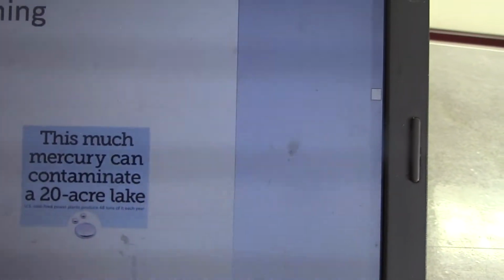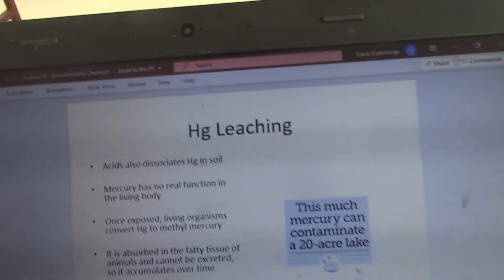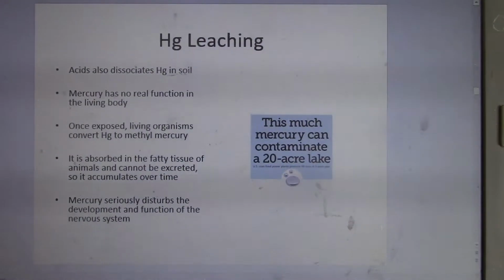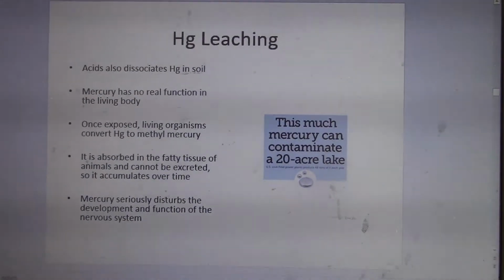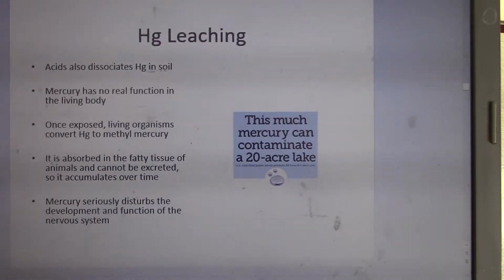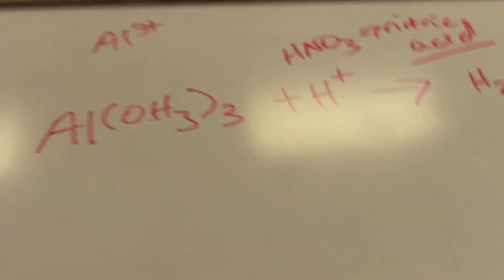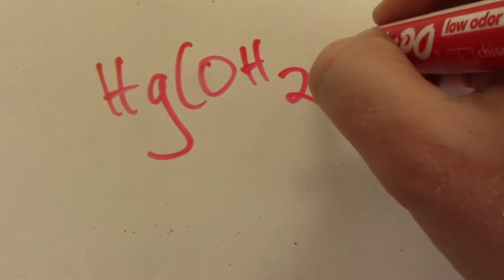Mercury as well, so you can see how little mercury we need to contaminate a large lake. So this is the same thing. Mercury has no function in living organisms, right? So once they're exposed, living organisms convert mercury to methylmercury, and it's absorbed in the fatty tissue. Mercury is usually bonded if it exists naturally in the soil. It's bonded in the soil as mercuric oxide, Hg(OH)2.